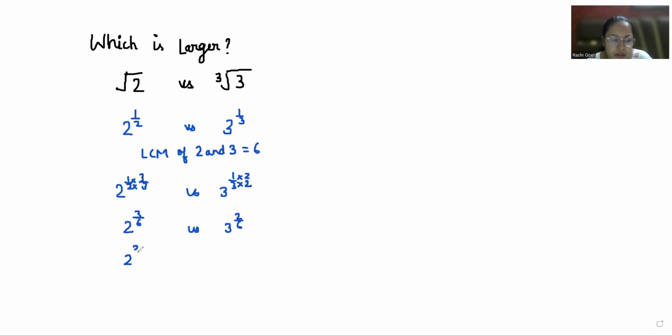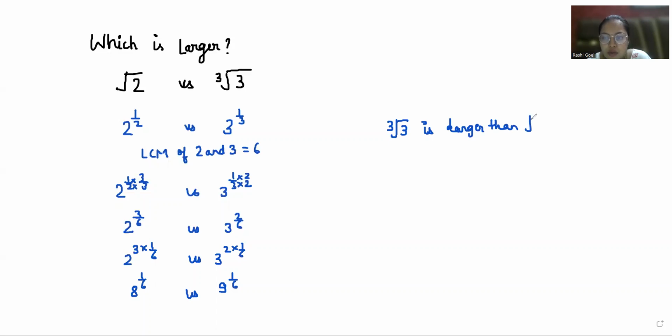So 2 power 3 times 1 by 6 and here 3 power 2 times 1 by 6. So 2 cube is 8 power 1 by 6 and here 3 square is 9 power 1 by 6. Now if the powers are the same, we can compare them with their bases. So as we can see, 9 power 1 by 6 is greater. So cube root of 3 is larger than square root of 2.